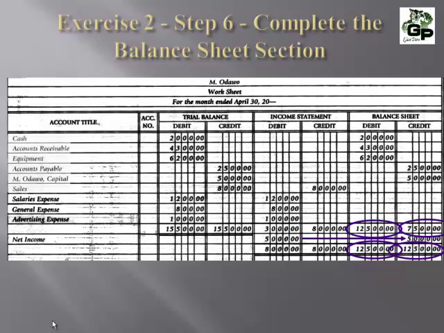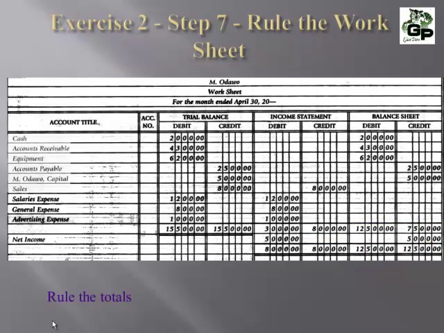So this is exercise 2 completed, a completed worksheet. Now we have to make sure that all our underlines are in place. So we have to rule the totals, making sure that there's a single line above the total and a double line below it in all these cases.